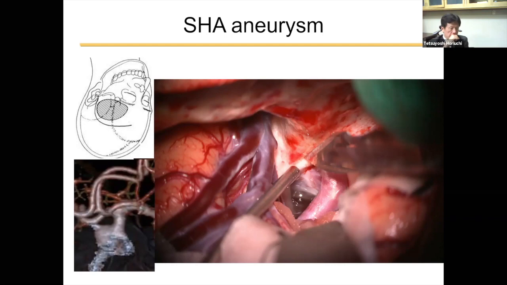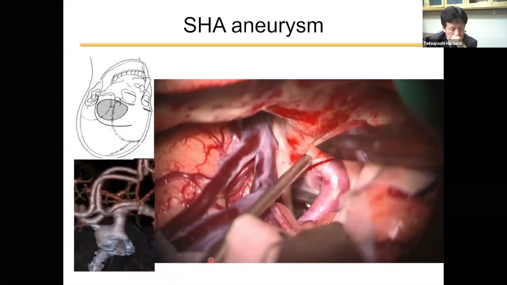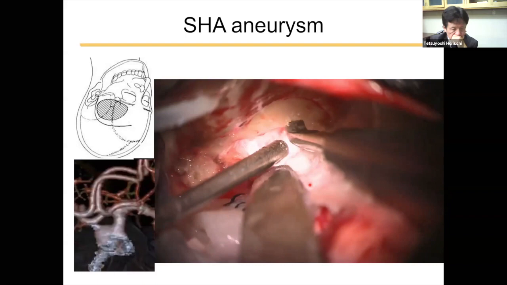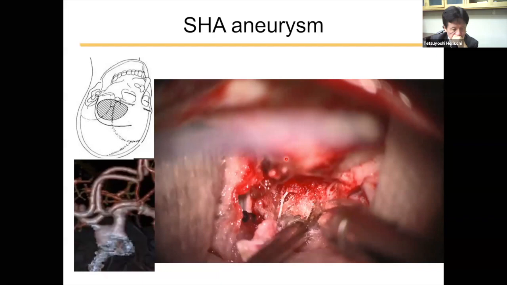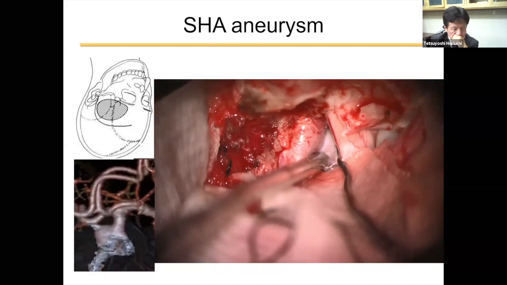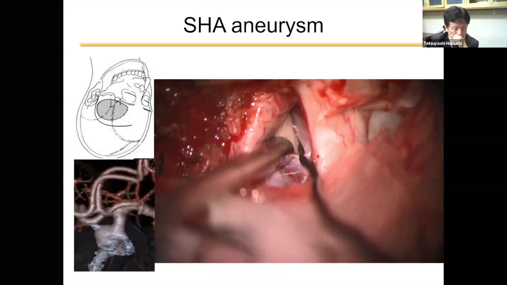This is a left-sided approach. And this is the aneurysm. The anterior clinoid process is removed with a bone curette. And this is the aneurysm. This is the dural ring. The aneurysm is fully exposed from surrounding structures.